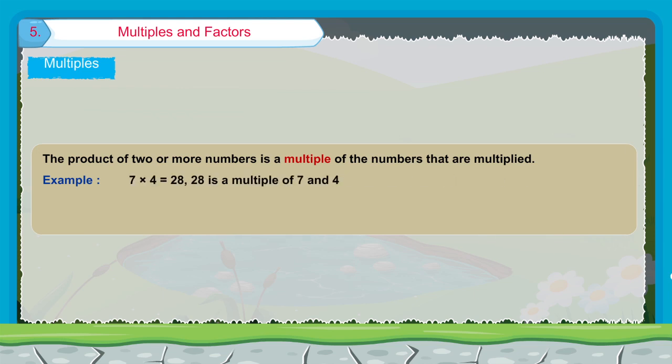Multiples. The product of two or more numbers is a multiple of the numbers that are multiplied. Example: 7 into 4 is equal to 28. 28 is a multiple of 7 and 4. 6 into 7 is equal to 42. 42 is a multiple of 6 and 7. 9 into 8 is equal to 72. 72 is a multiple of 9 and 8.